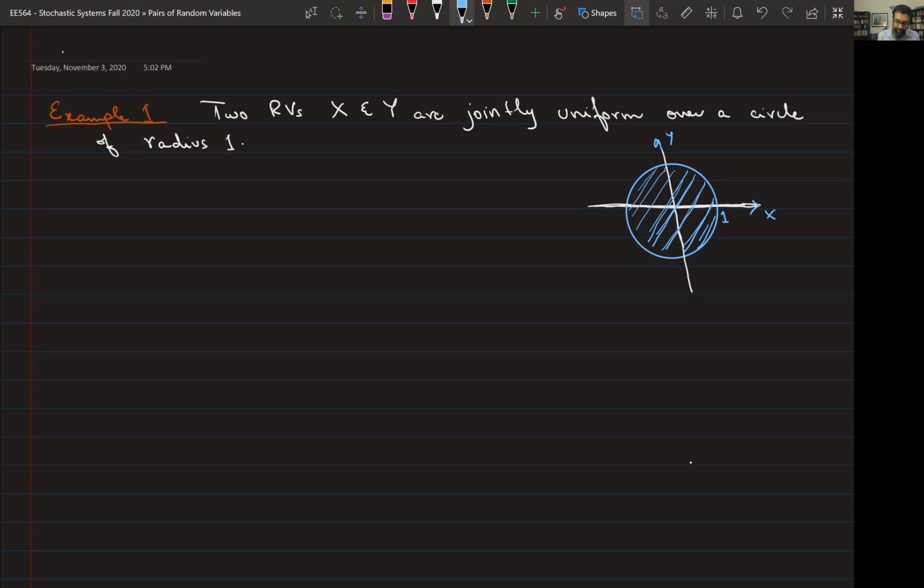If it's uniformly distributed anywhere inside this unit circle, that means the joint PDF of X and Y, the 2 random variables, is going to be equal to some constant as long as the values of X and Y satisfy X squared plus Y squared is less than or equal to 1. So it's going to be a constant for all values of X and Y residing in this unit circle, and it is going to be 0 otherwise.